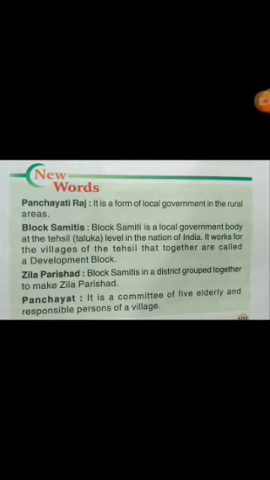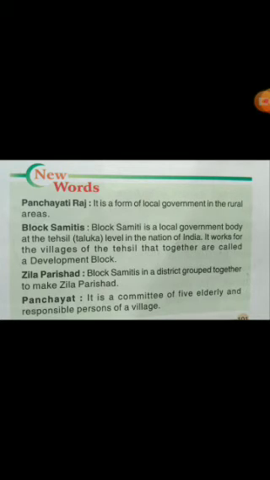The second point is that it has helped to establish democracy at the grassroots level. So democracy came very close to the people. That means we have elections at the village level, block level, and Zilla Parishad level also. So it came to the grassroots level.